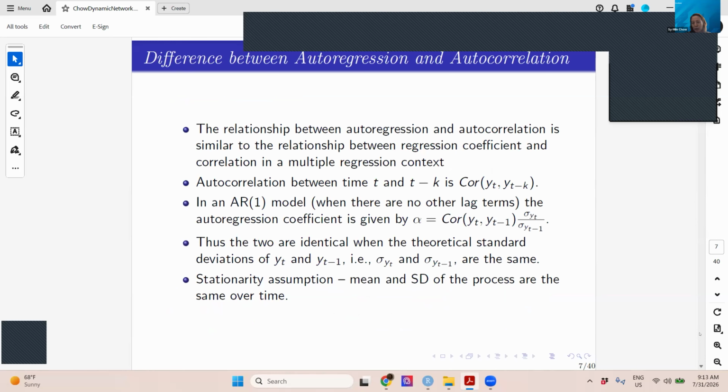And in the literature, sometimes people use the term autoregression and autocorrelation interchangeably. They are the same when you have a univariate process that is stationary. Stationary means that all the statistical properties of the process, including the mean and the standard deviation, are the same over time. Right? But they are generally not the same.